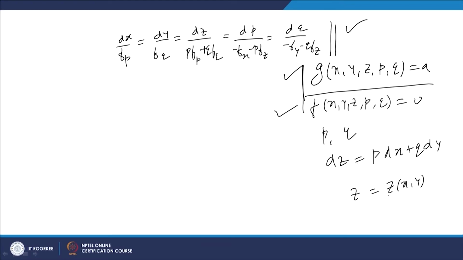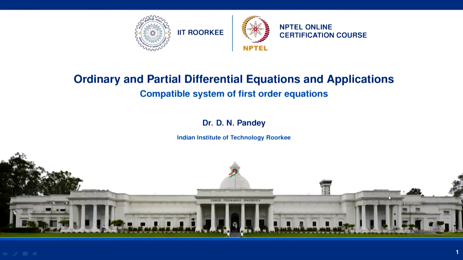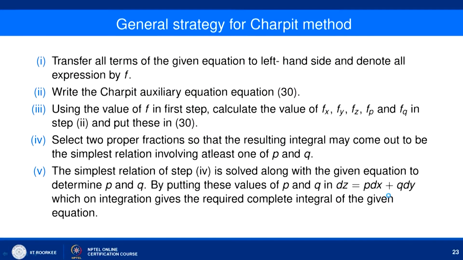Now let us focus on this Charpit method and consider some examples so that we can understand whatever we have discussed just now. Let us again discuss the general strategy of Charpit method. I am repeating this. The first thing is, if your PDE is given, you transfer all the terms from the given equation to one side, let us say the left hand side, and denote the whole expression by f.